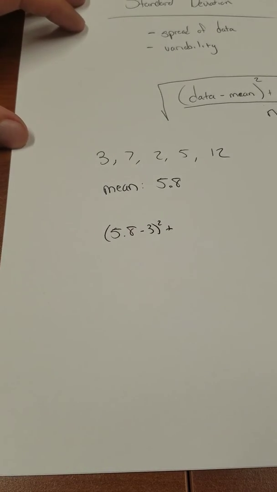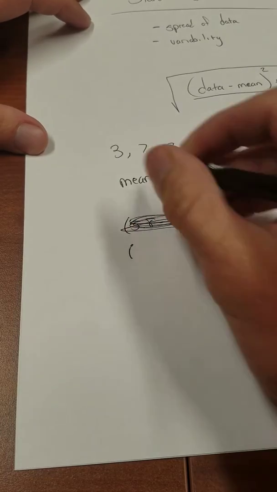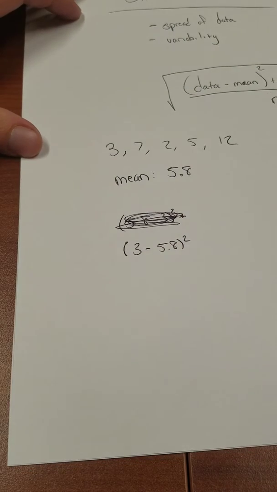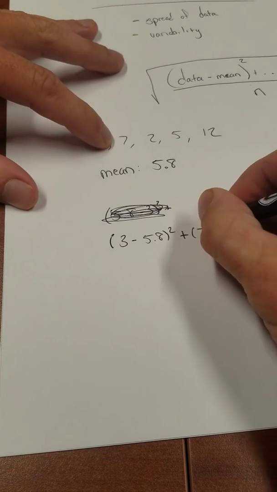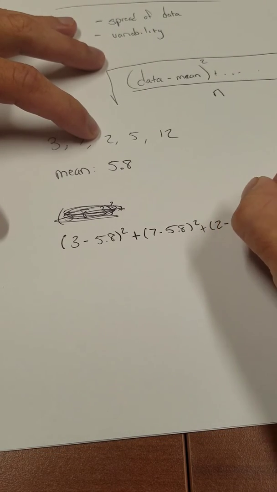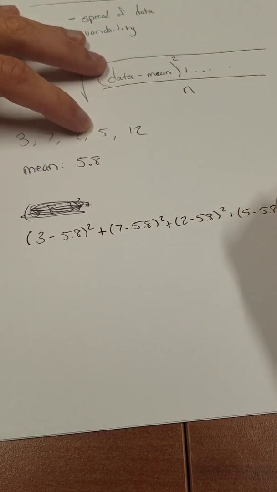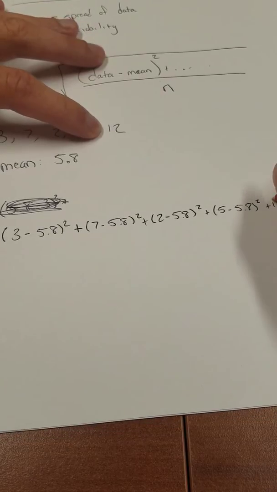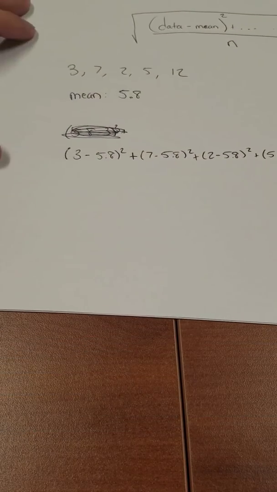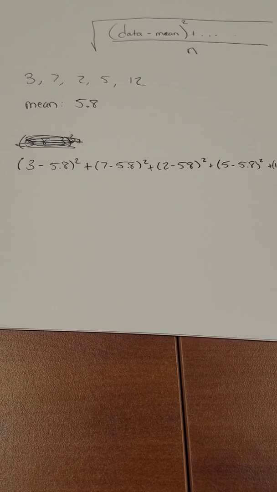Now we need to do that for every, sorry, did that backwards, didn't I? That's going to happen on some of these videos, just call me out on it. Data point minus mean squared. Plus, take the next data point. Data point minus mean squared. Next data point minus mean squared. And another one. And the last one. Okay? So a rather long list, and that's only dealing with 5 data points, okay?